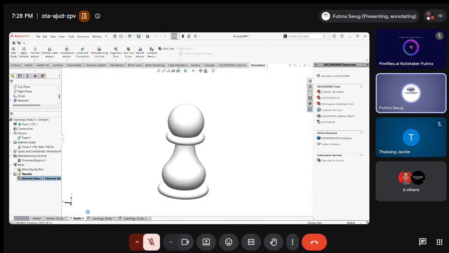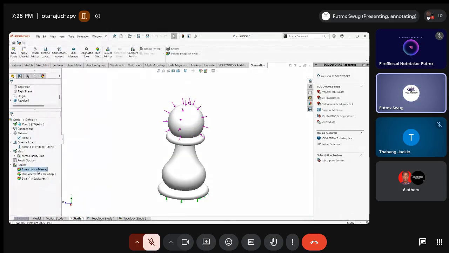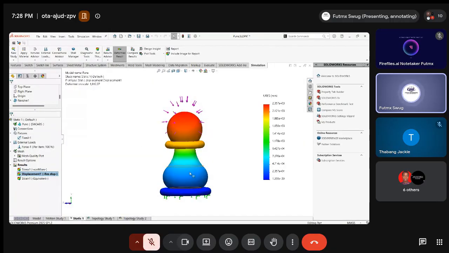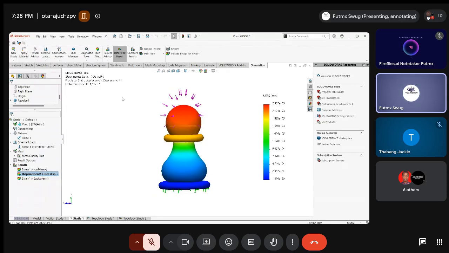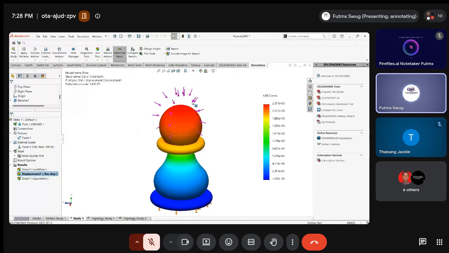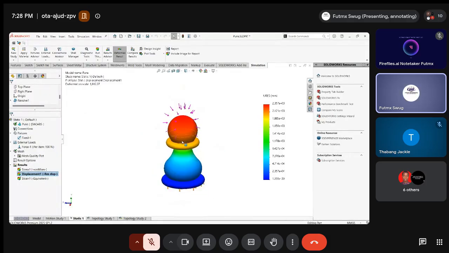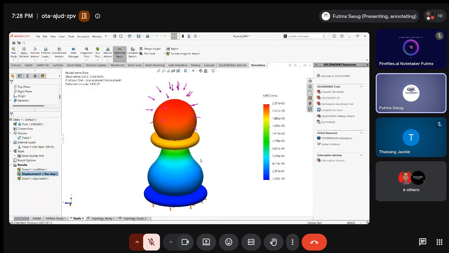Okay, this is the static study. So this is your displacement. This is the displacement analysis that you did on this static analysis. What we did was to apply a fixture, and this pawn was under a load of 100 Newton. After undergoing this load, you could see that, okay, let me show the stress.